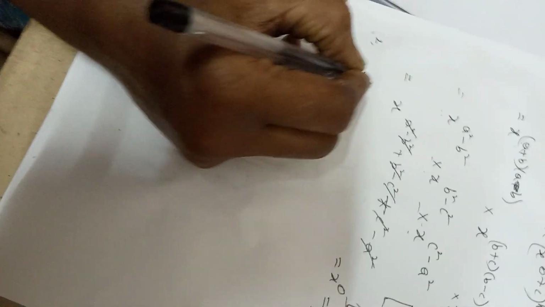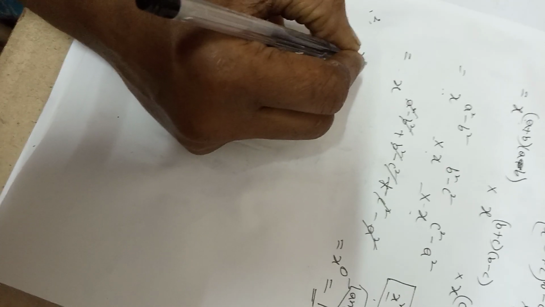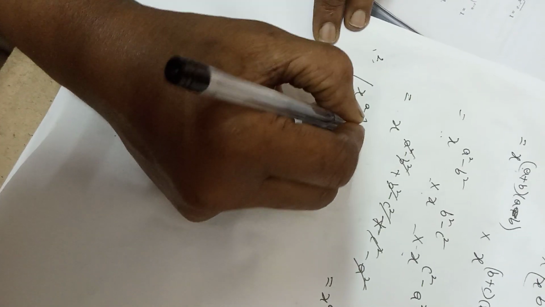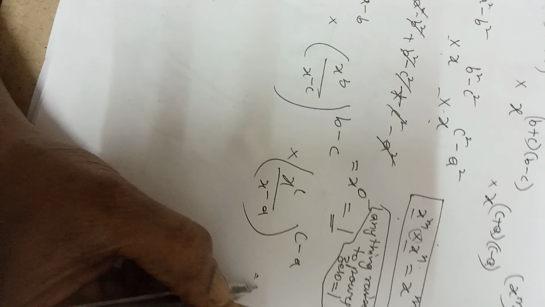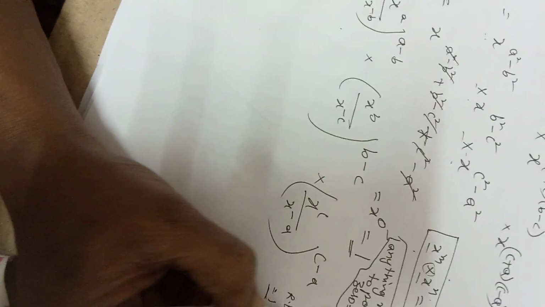Now one more example. X to the power of a by x to the power of minus b, into a raised to the power a minus b. X to the power of b by x to the power of minus c raised to the power b minus c. X to the power of c by x to the power of minus a raised to the power c minus a. This also you have to show as 1. This is required to prove.